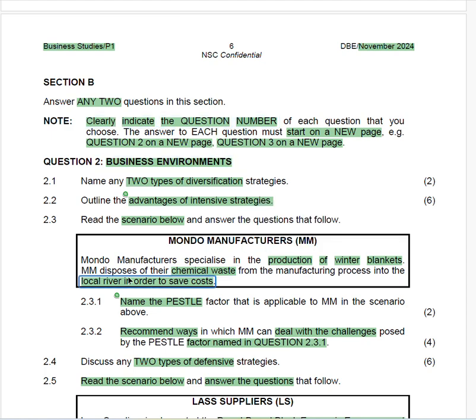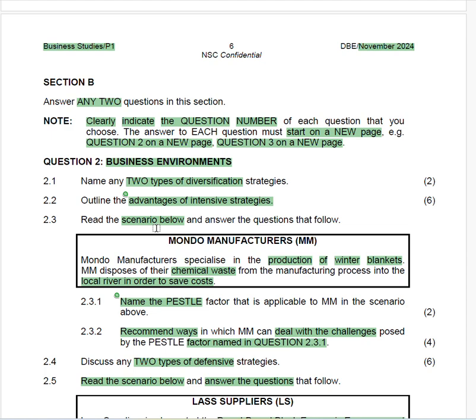Now we're going to move to 2.3. 2.3 says, read the scenario below and answer the question that follows. Mando Manufactures specializes in the production of winter blankets. It disposes of the chemical waste from the manufacturing process into the local river in order to save costs. So what are they doing? They are disposing of the waste in the environment where they're operating. We all know that is dangerous for the community, and for the environment, which includes the animals in the sea.